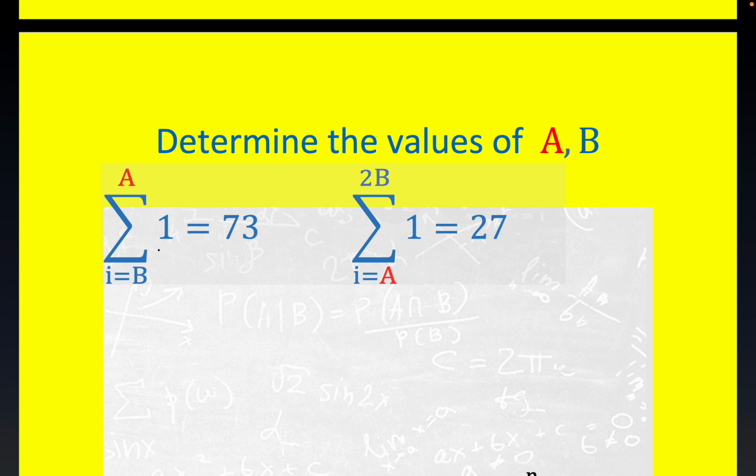Everybody, tonight we have a couple of summations with unusual summands. Normally you see something in here like 2i or something that's a function of i. Here we're just summing up ones in both cases. Now the a and b are involved in the upper and lower limits of both of the summations. So we have to determine those values based on this information.